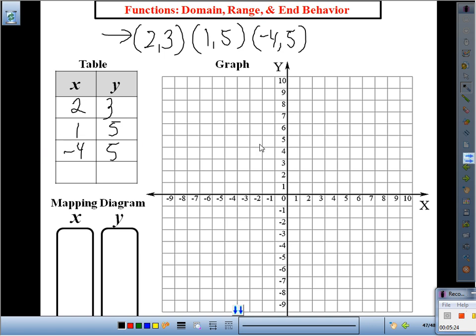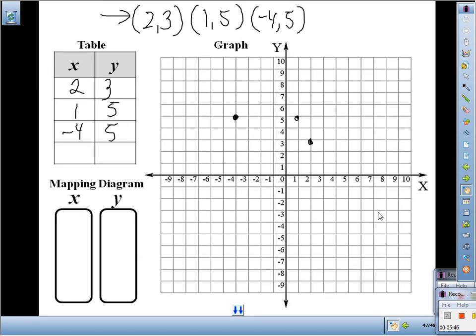Next, how do we represent that on the graph? 2, 3 is right there. 1, 5 is right there. And -4, 5 is right there. Any questions up to right there? All right. Next, to fill out a mapping diagram, pay attention to this part. We fill out all the x values first, from least to greatest. So which one do I write first, Rosina?